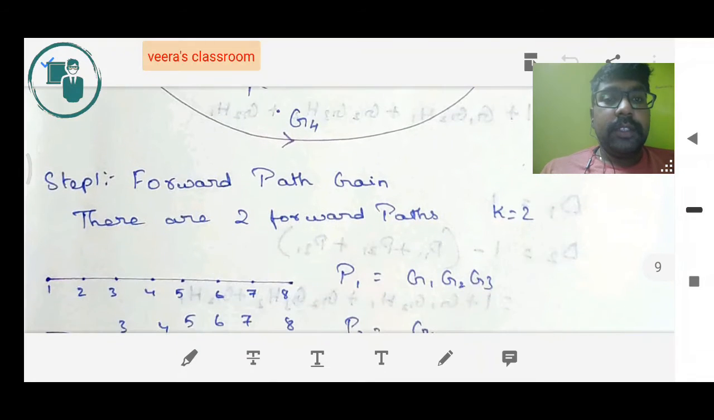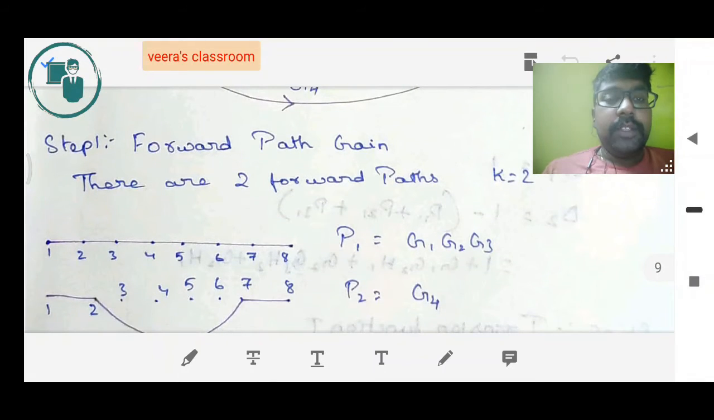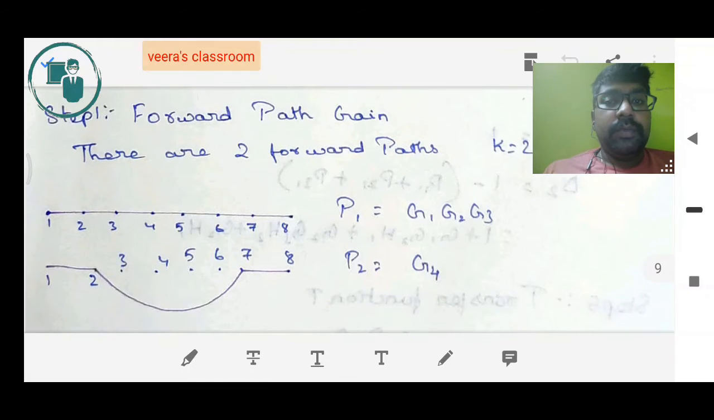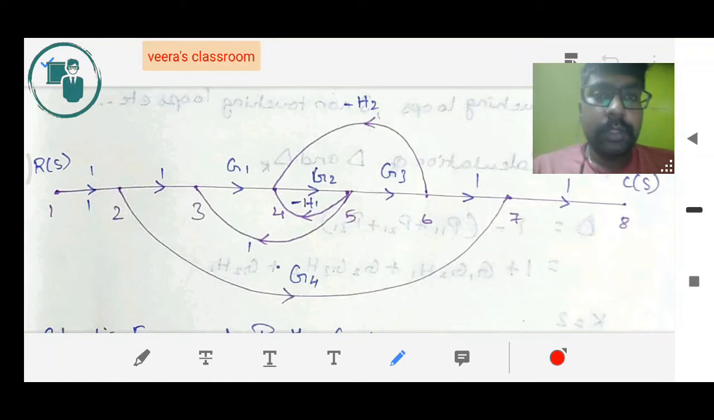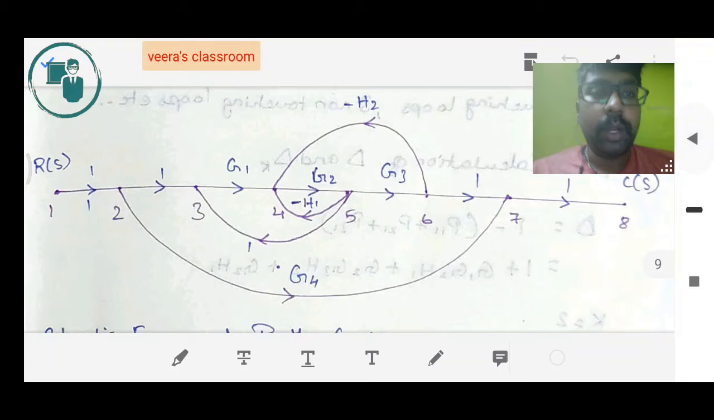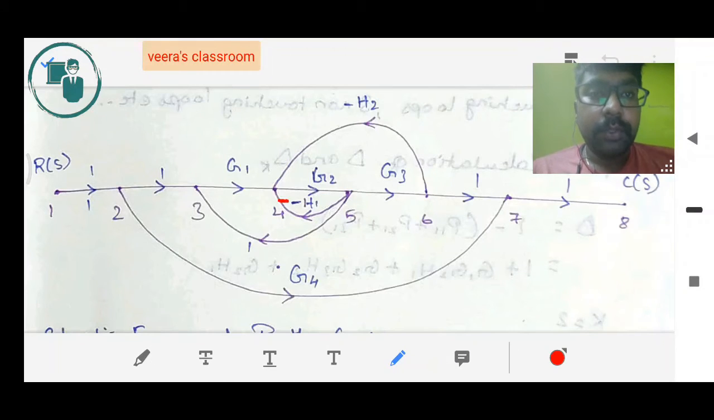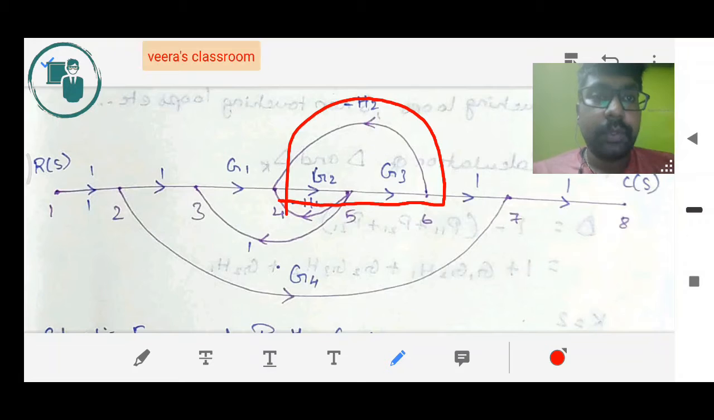So what is the second step? I am writing the forward path gains: P1 equal to G1 G2 G3, P2 equal to simply G4. Now we will move on to the individual loop gains. We have 3 loop elements here, H1, H2 and 1. We will mention those and find the individual loop gains one by one. The first individual loop starts from 4, goes to 5, comes back to 4. This is individual loop gain 1. The second one starts from 4, goes to 5, goes to 6, comes back to 4. This is individual loop gain number 2.